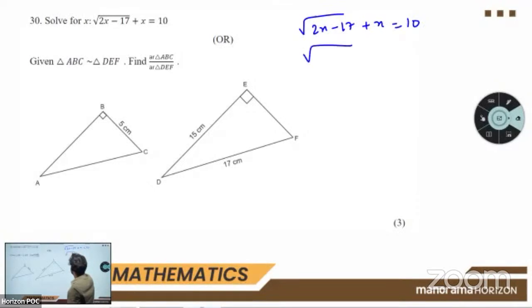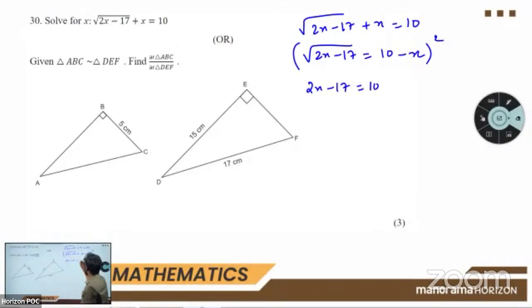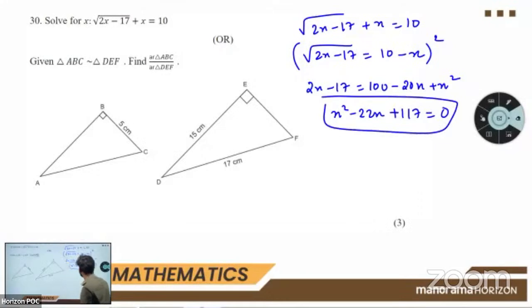When I take it to the right side, I get 2x minus 17 is equal to 10 minus x. Take the square on both sides. I get 2x minus 17 is equal to 100 minus 20x plus x square. Moving everything to the right side, I get x square minus 22x plus 117 is equal to 0. Is there any issue here? No. So x square minus 22x plus 117 is equal to 0.